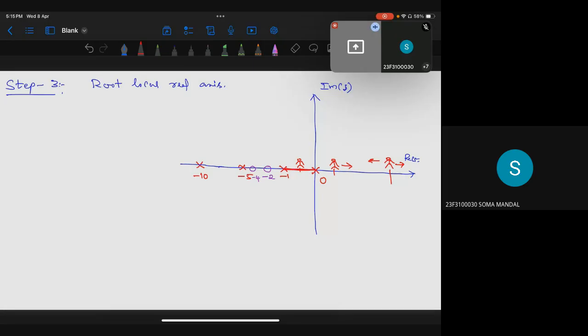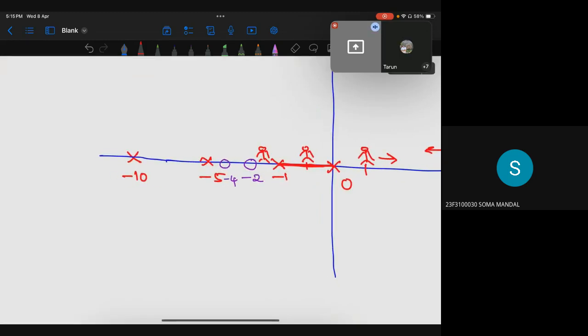Now if you are here, how many poles and zeros do you have? Two poles on your right. So will minus one be inclusive or exclusive? It is not like inclusive; you are standing at minus one. So minus one is always part of the root locus because you are starting there.